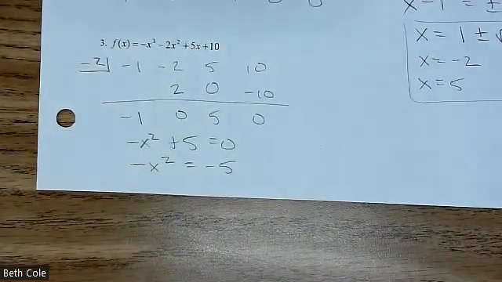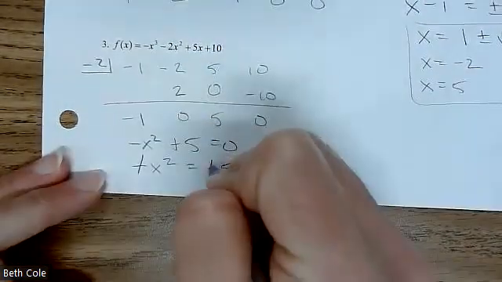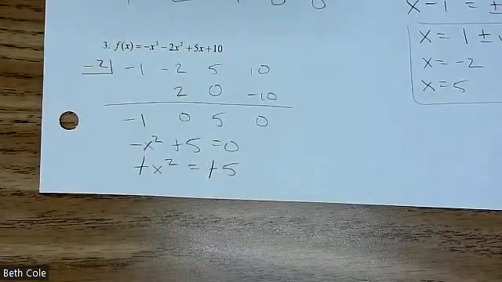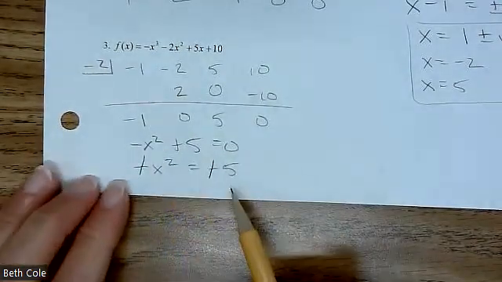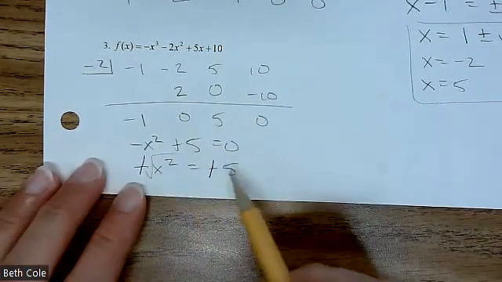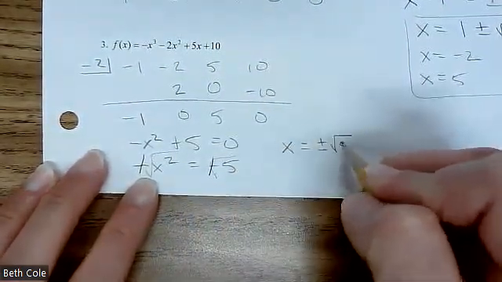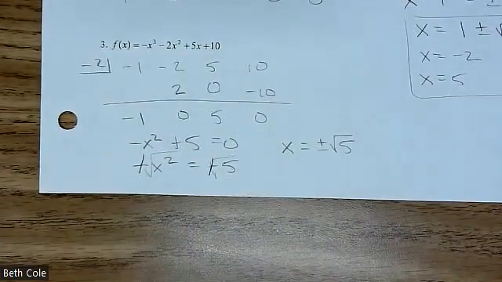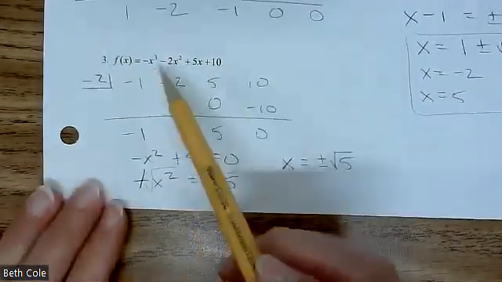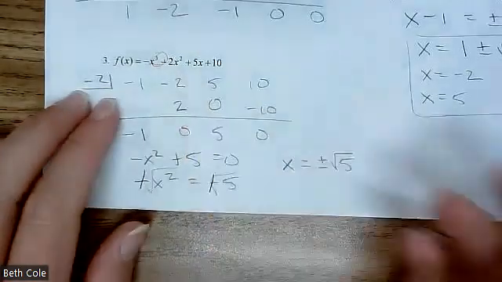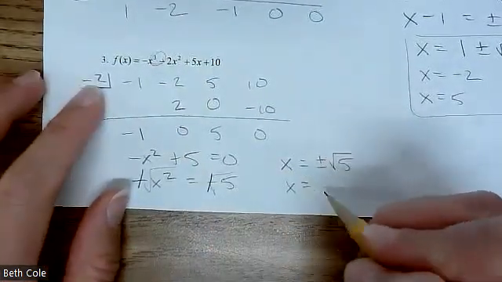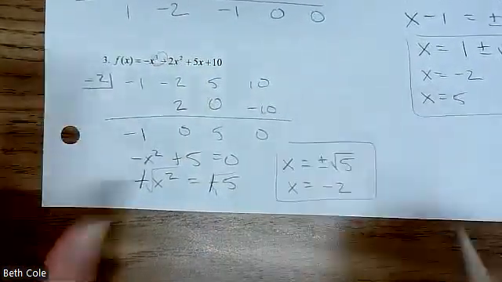Yeah, the negatives are going to cancel. So those are gone. And then you square root. And so it'll be x equals plus and minus square root of 5. How many answers is that? That's 2. But we should have 3. So the other one is the negative 2 that you found from the calculator.